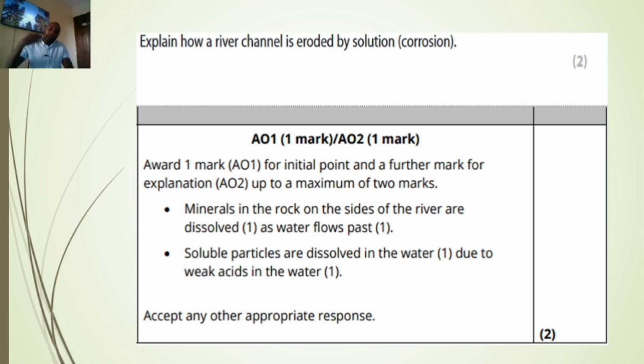So as water flows, the minerals are dissolved. Then soluble particles dissolved in the water, 1 point, due to weak acids in the water, another point. So make sure you give an explanation that will give you more marks. Don't just give an explanation that will give you a single mark. Understood? That's about explanation. But stating, you can just state one way and then you are done.